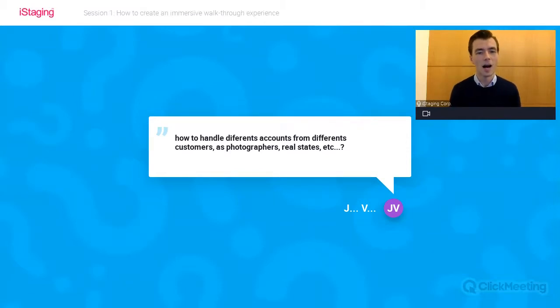Juan asks how to handle different accounts from different customers, as photographers, real estate. Very good question. Well, there are two possibilities. Either you can turn off the contact information that I showed you today in each virtual tour, and then there's no contact information, and you can have different virtual experiences for different clients, but it's maybe not the greatest way of doing it. The other option is to have sub-accounts.